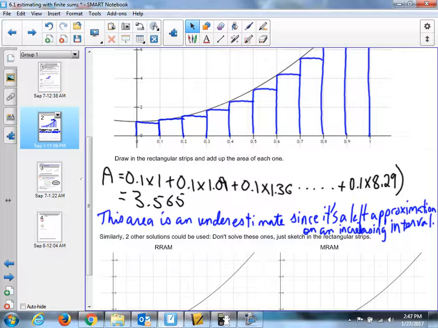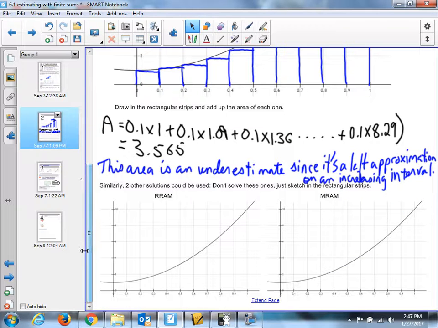I don't care how you draw it. If it's an increasing function, you do a left approximation, it's going to be an underestimate. Question or just a yes? Okay. Now, I'm not going to get you to do the RN, but it would use the same list.